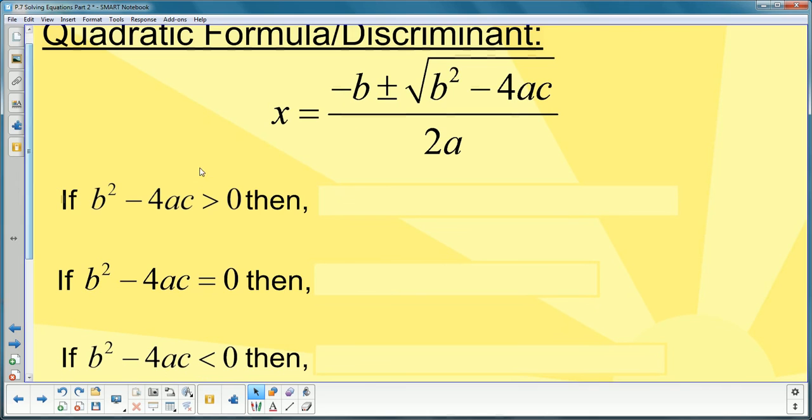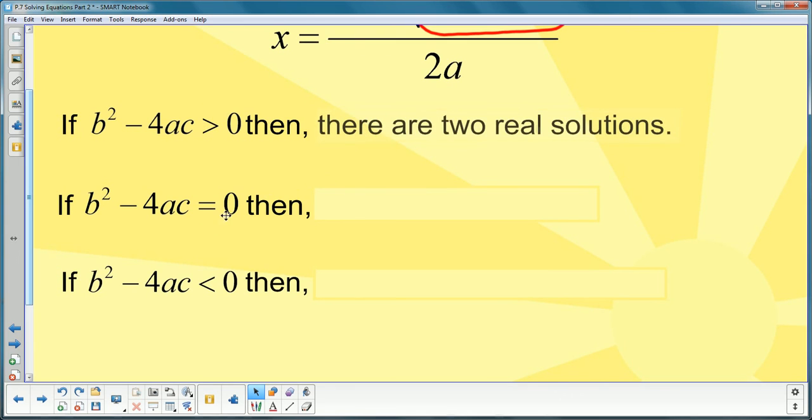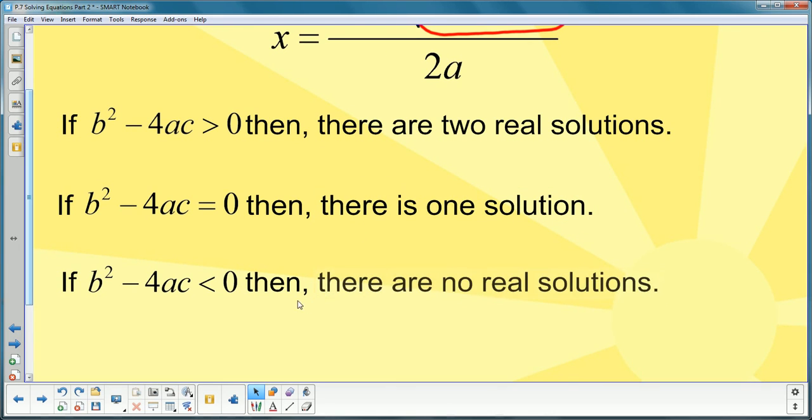Okay, the discriminant then is this piece of our quadratic formula, b squared minus 4ac. And the reason the discriminant is important is it tells us the nature of solutions. So if it is positive, we're going to have 2 real solutions. If it's equal to 0, we're going to have 1 solution, and if it's less than 0, we're going to have no real solutions. Okay, and we'll talk a little bit tomorrow about the importance of the discriminant again.